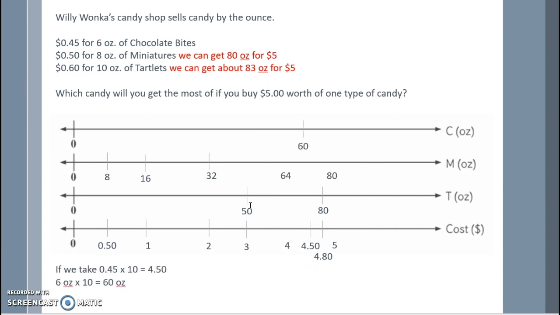What about the chocolate bites? If we take 45 cents times 10, that'll give us $4.50. Further, 6 ounces times 10 is 60 ounces. So for $4.50, we get 60 ounces. Then we can count by 6 ounces. If I add 45 cents, I'll be at $4.95. Add 6 more ounces, I'll be at 66. I can see from this moment on that I'm not going to be anywhere near 80 ounces. I'm only at 66 ounces and I still have 5 cents to go. So I can rest assured that the tartlets are the way better deal.